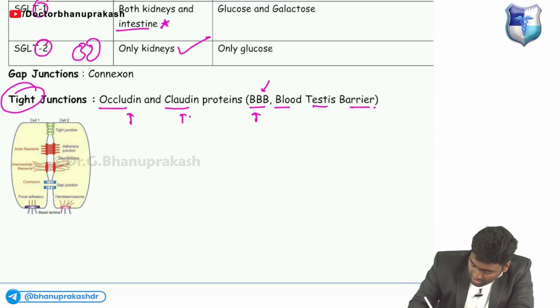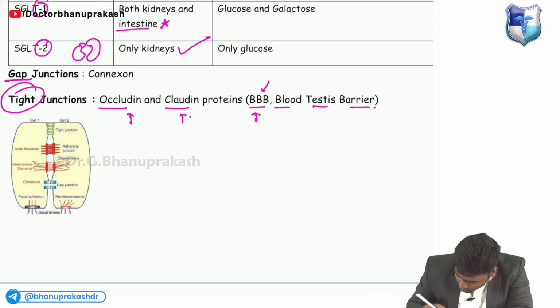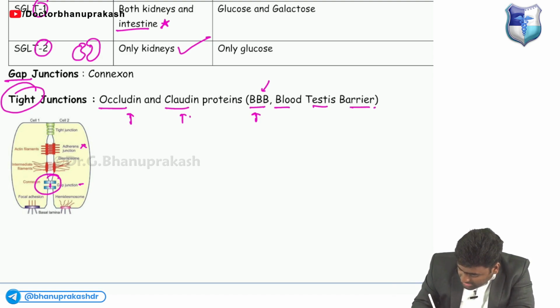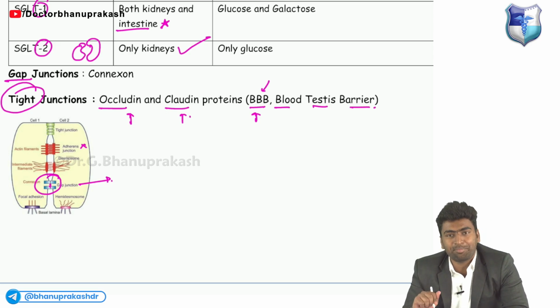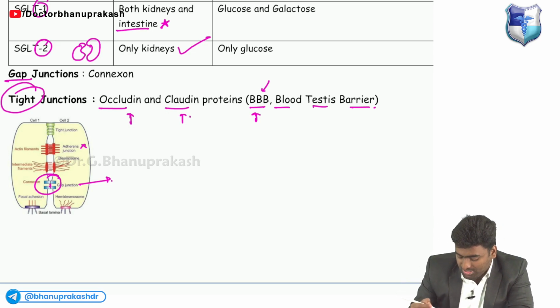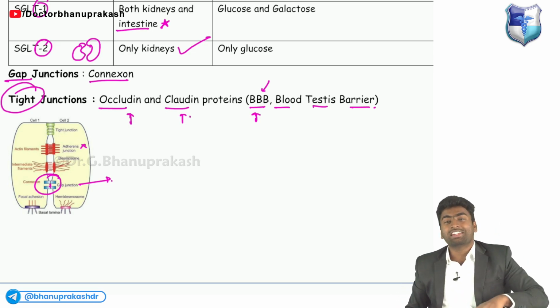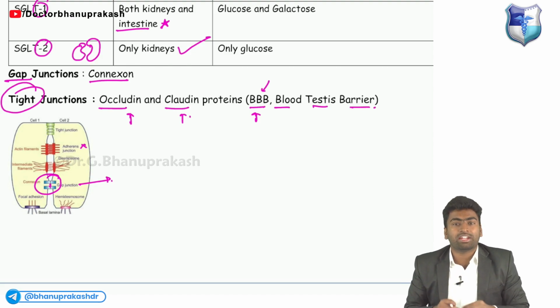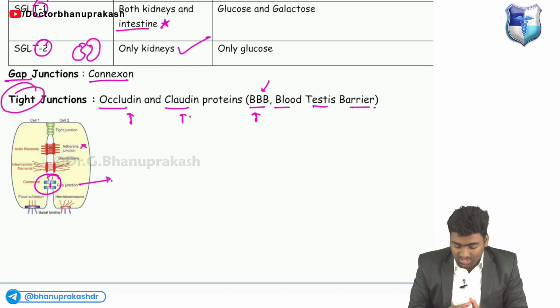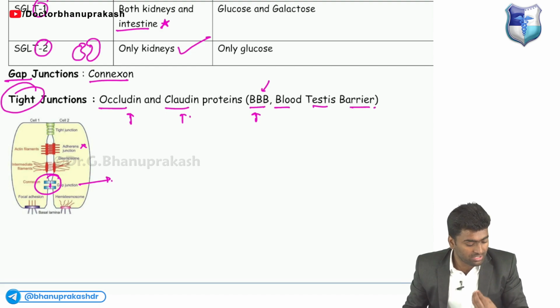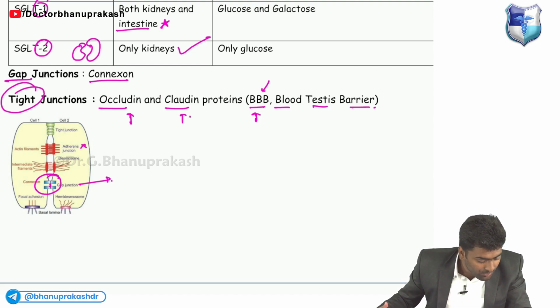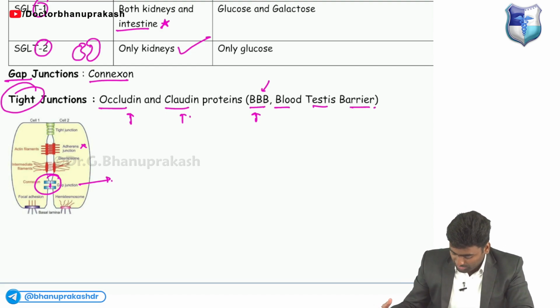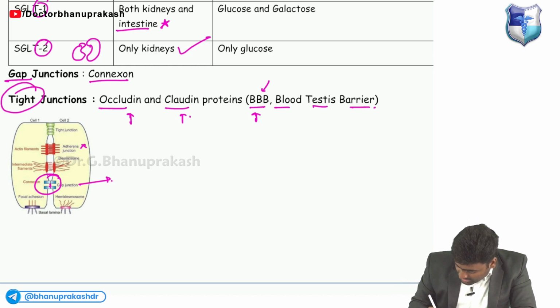Whereas the gap junction, where there is a lot of gap, here there is no gap. So if there is any gap, it is the gap junction. And gap junctions are usually made up of connexons. And remember one thing, if there is any mutation in these connexons, it can lead to a disease known as Charcot-Marie-Tooth disease. Remember one thing, a mutation here can lead to Charcot-Marie-Tooth disease. Fine.